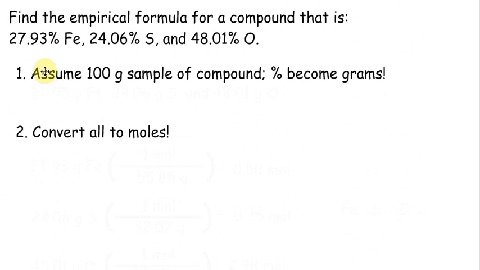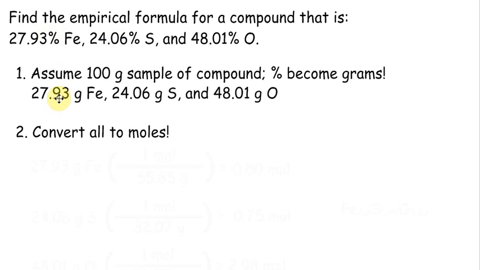Step 1. Assume you have 100 grams. If I have 100 grams of this unknown compound and I know what the percentages are, essentially what we're saying then is that 27.93 grams is iron and etc. for all the other elements. So all we're doing is changing these percentages to number of grams.